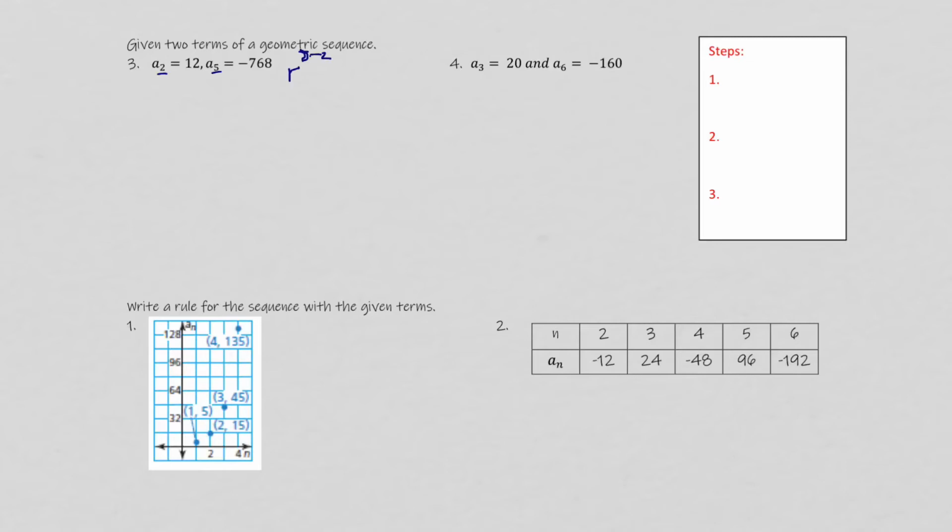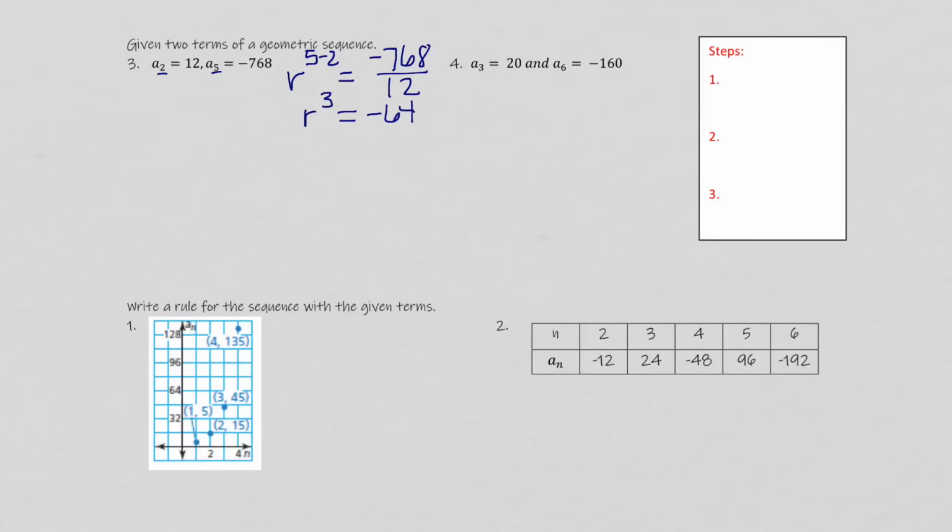That looks really bad. Let me erase that so you can really see it. So r is going to equal r to the 5 minus 2 power would equal my largest sequence number over my smaller one. So I should say the fifth term over the second term number. So I have to figure out how much of a difference there is for each ratio. So this would be r to the third power. Negative 768 divided by 12 is negative 64.